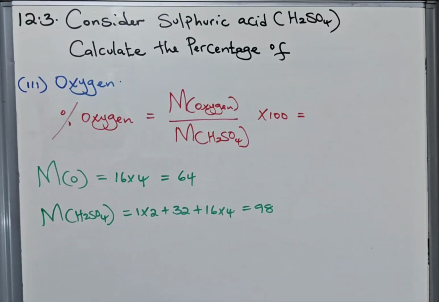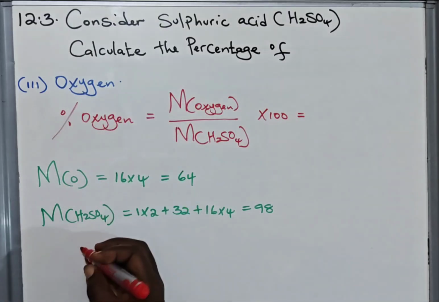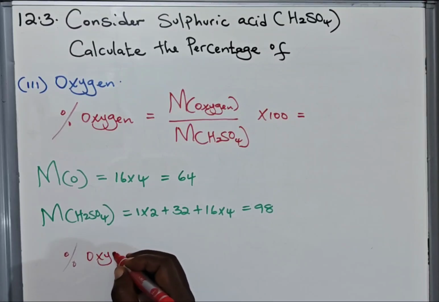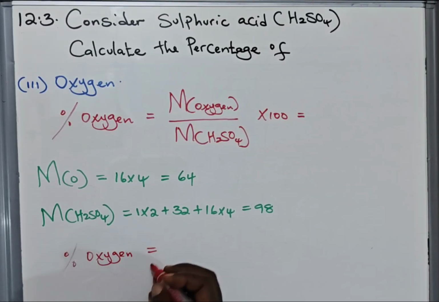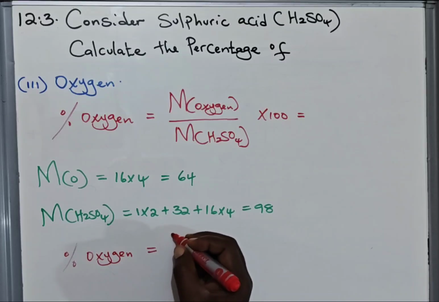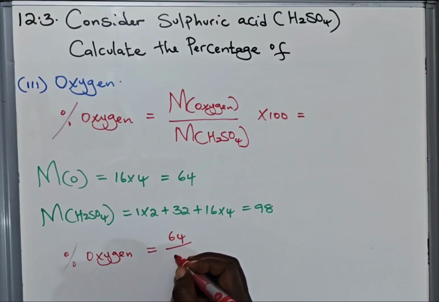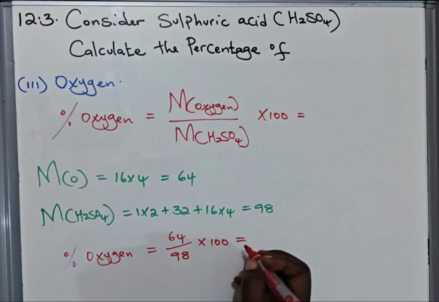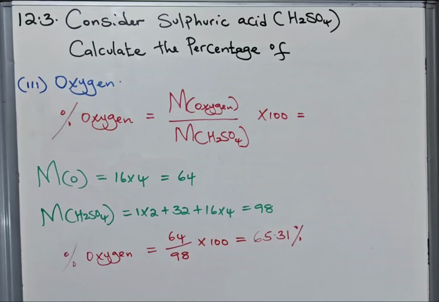Okay. So what do we do here? We substitute. We say percentage of oxygen is given by mass of oxygen, which is 64 over 98 times 100. Yeah, this is what we get. 65.31% as the percentage composition of oxygen in sulfuric acid.